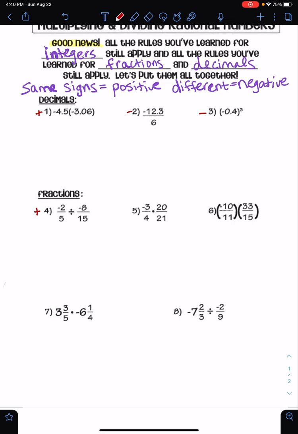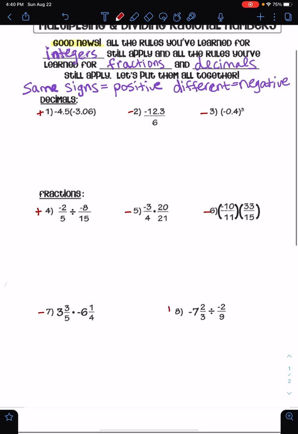Number 5, a negative and a positive multiplied is a negative. Number 6, a negative times a positive is a negative. Number 7, a positive times a negative is a negative. And number 8, a negative divided by a negative is a positive. So I already figured out what sign the answer is going to be for all of these. The actual multiplying or dividing is the same thing that you learned in elementary school. The only thing that's new is whether the answer is positive or negative.